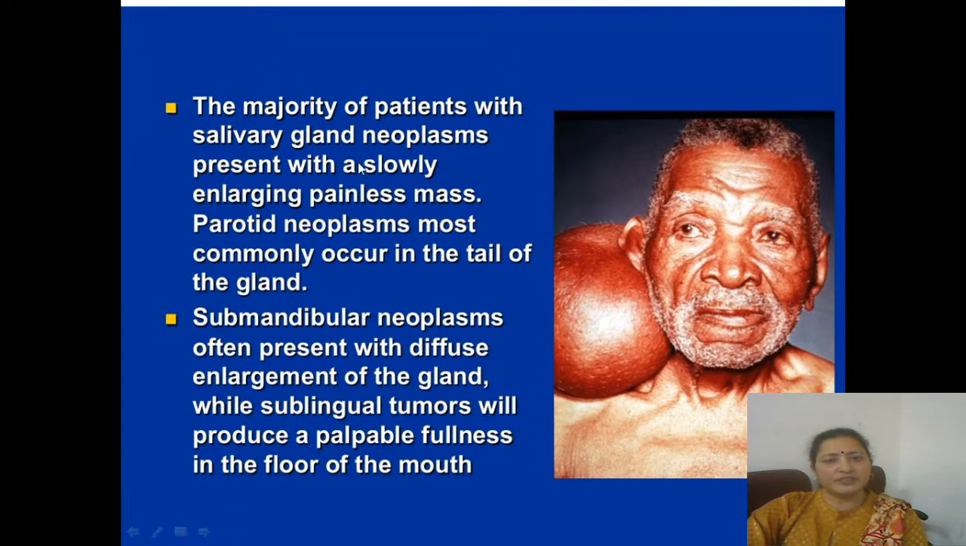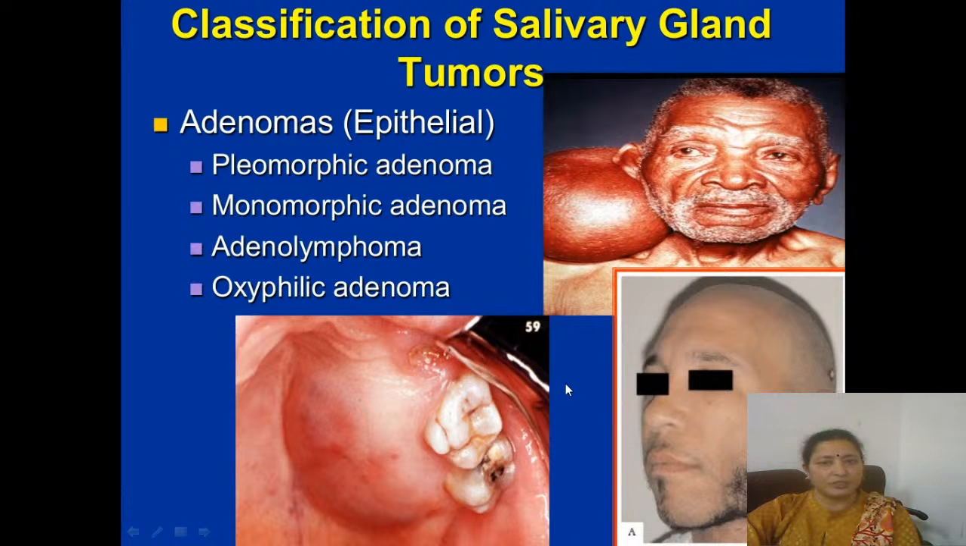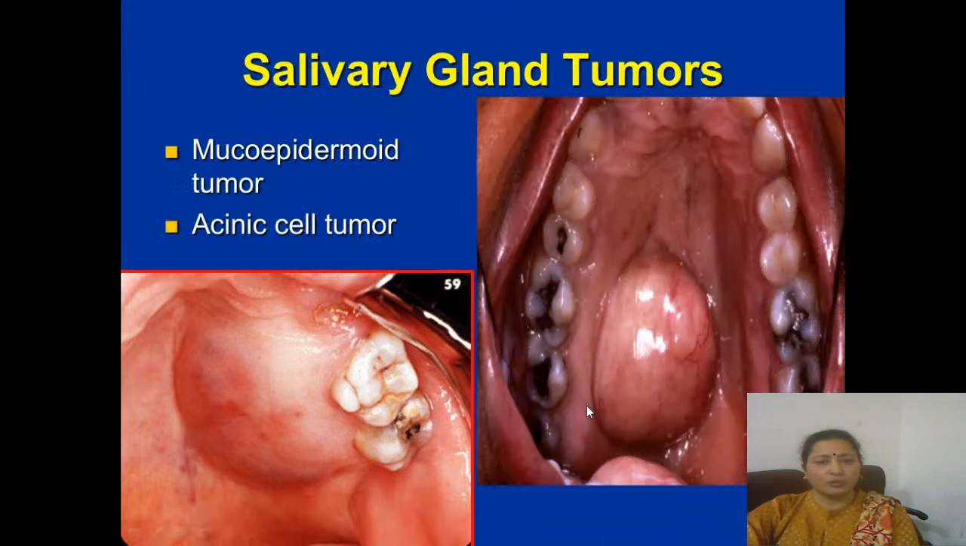And the majority of patients with salivary gland tumors have slow growing, painless lesions, and they may present very late at times. And submandibular glands, they are usually diffuse. For sublingual tumors, bimanual palpation should be done in such cases to rule out whether it's outside, inside. When you come for the clinical classes, we'll let you know about the manual, how to do all these procedures. Then adenomas or the epithelial origin tumors, they can be a pleomorphic adenoma, monomorphic adenomas, adenolipomas, oxyphilic adenomas. All this will be talked about in pathology also.